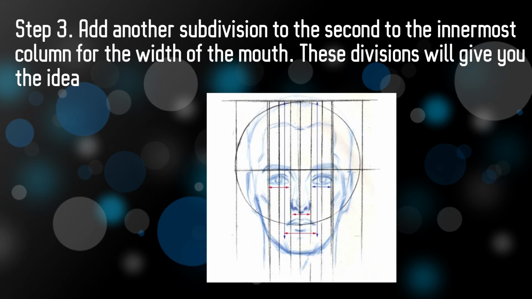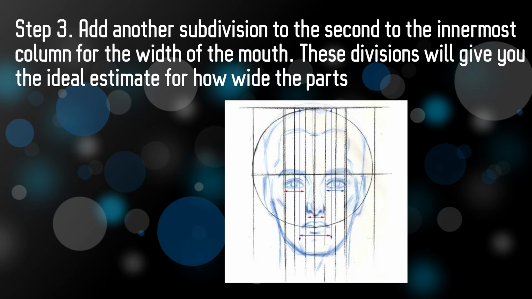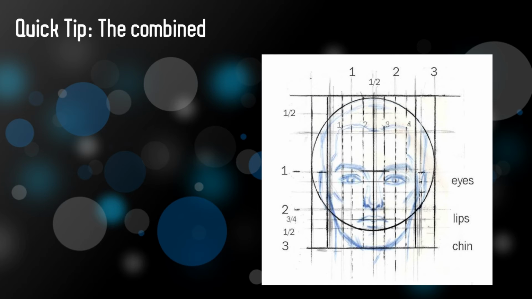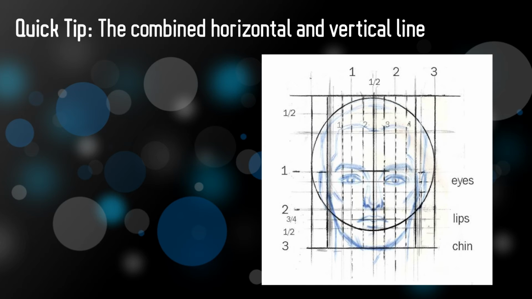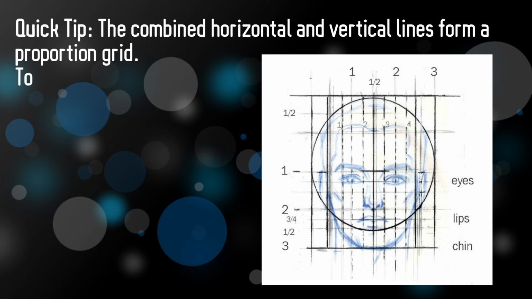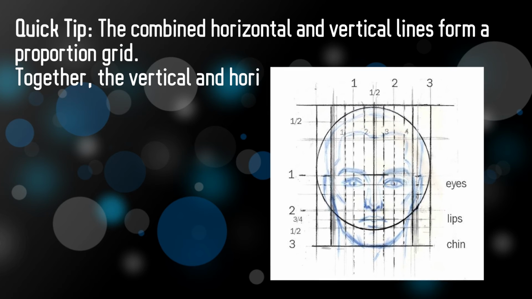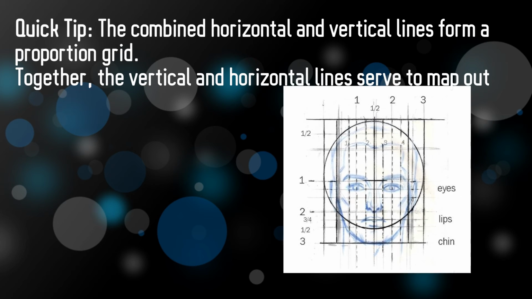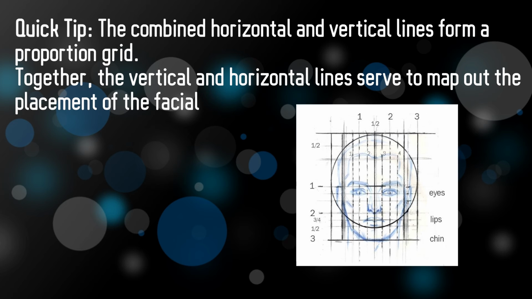These divisions will give you the ideal estimate for how wide the parts of the face should be. Quick tip: the combined horizontal and vertical lines form a proportion grid. Together, the vertical and horizontal lines serve to map out the placement of the facial features.